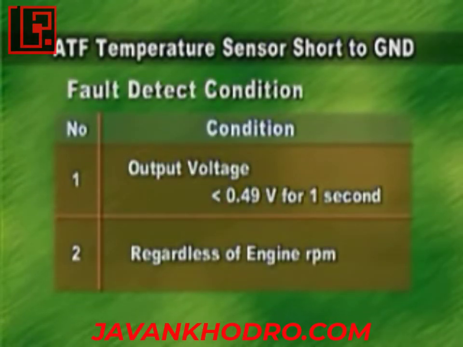Short to ground trouble code of the automatic transaxle fluid temperature sensor is displayed if the detected sensor output voltage goes down under 0.49 volts for more than 1 second. That is to say, TCM decides the automatic transaxle fluid temperature is excessively hot, regardless of the engine RPM.